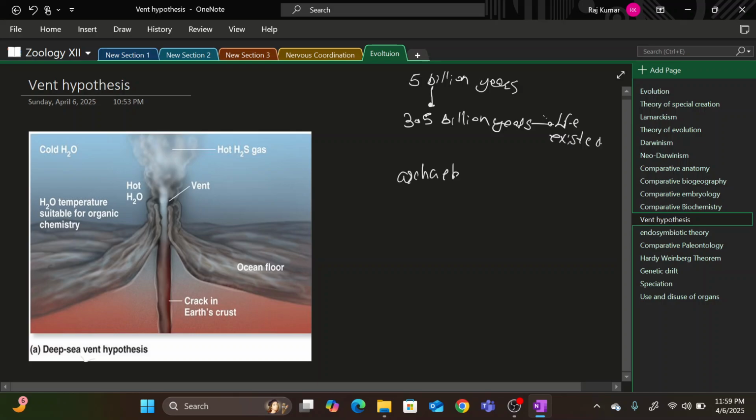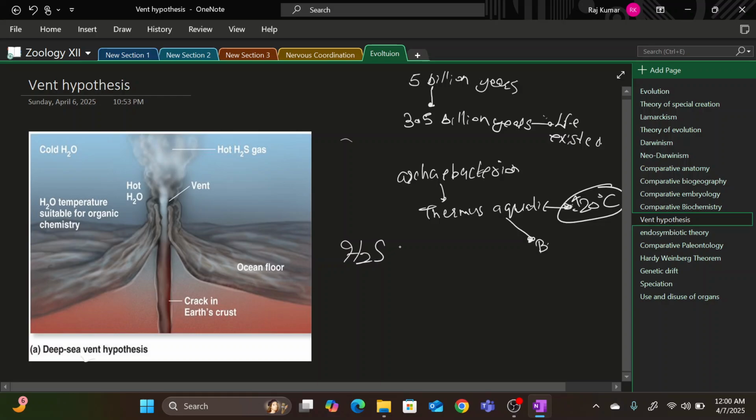Archaea bacteria have the capability to survive at very high temperatures. An example is Thermus aquaticus. Thermus aquaticus, as well as other archaebacteria, can survive at very high temperatures of up to 120 centigrade, which is why it is also used in biotechnology, but that's a different topic. Anyways, archaebacteria were the first to evolve, and in order to survive they used hydrogen sulfide.